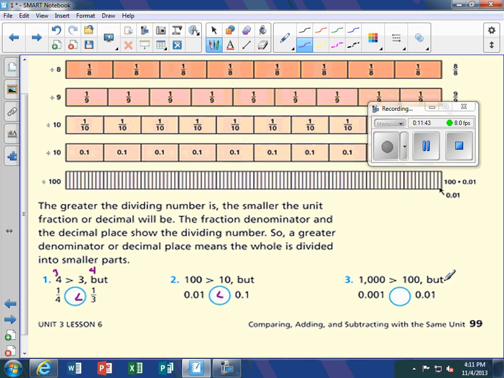1,000 is greater than 100, but 0.001 and 0.01. Again, this one is closer to getting to the whole, so it's greater.